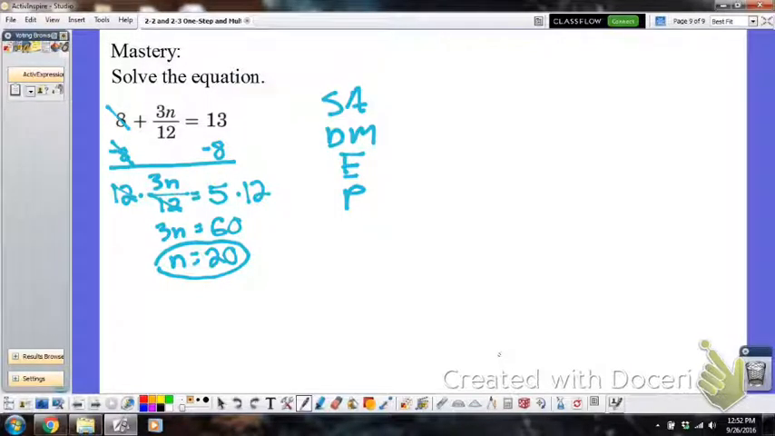Then after that, we look at our division and multiplication. So since this 3n is grouped together, we get rid of the 12 first by multiplying, and then finished up by getting rid of 3, dividing by 3 on both sides.